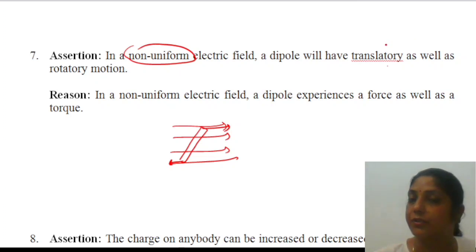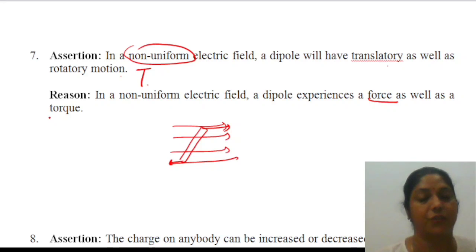So in a non-uniform electric field, a dipole will have translatory as well as rotatory motion. Translatory means net force is 0 or not? Not 0. And rotatory motion means it experiences some torque also. It means it has both translatory as well as rotatory motion in a non-uniform electric field. This statement is true, right? Now reason. Read this statement. In a non-uniform electric field, a dipole experiences a force as well as torque. Yes, this statement is true.